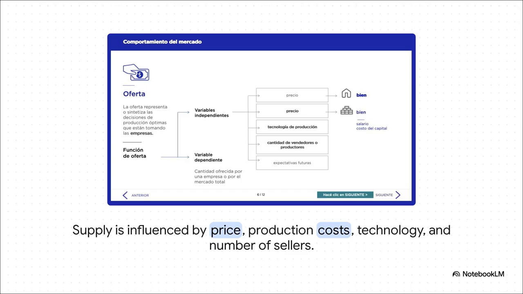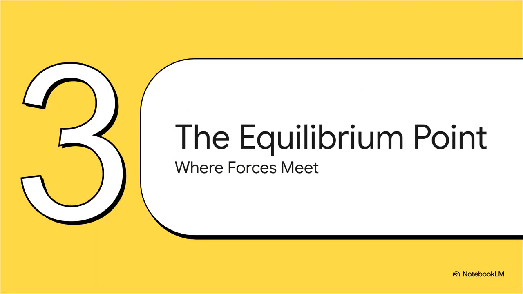And of course, the number of sellers in the market also plays a massive role in shifting that supply curve. Okay, so we've got buyers pulling in one direction and sellers pulling in the other. So what happens when these two powerful forces actually meet? Well, this brings us to probably the most important point on the whole map, the equilibrium.